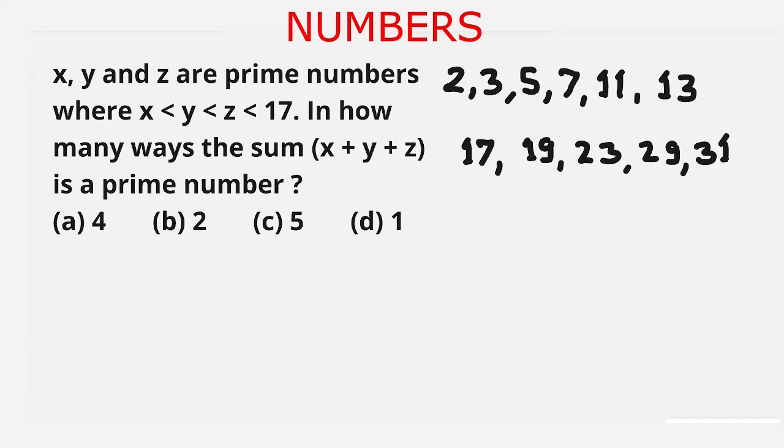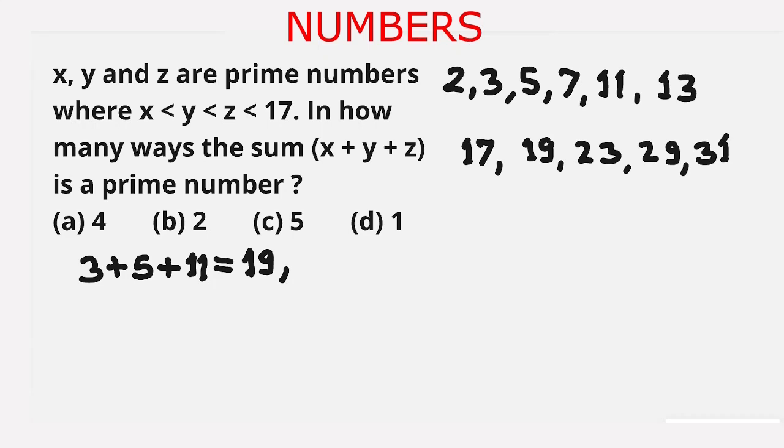So our first set will be 3 plus 5 plus, if we take 7, then 3 plus 5 is 8 plus 7 is 15, which is not prime. Then we take 3 plus 5 plus 11: 8 plus 11 is 19. So this is prime. Our first set is 3 plus 5 plus 11 equal to 19. Now next will be 3 plus 5 plus 13, but 3 plus 5 is 8 plus 13 is 21, and 21 is not prime.